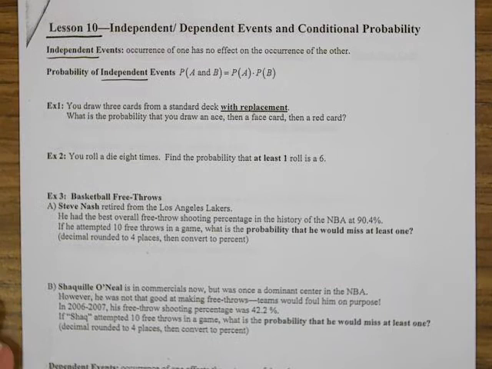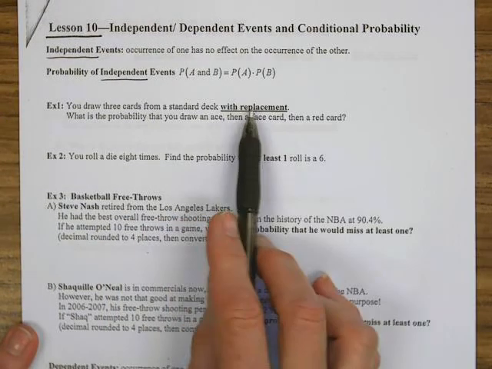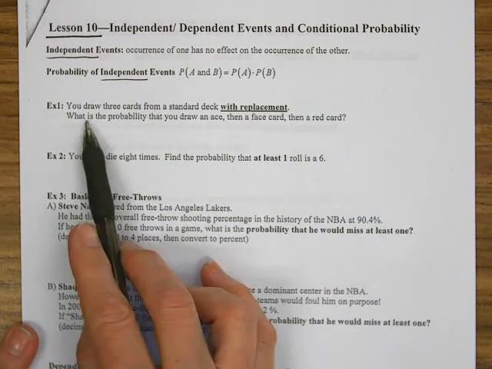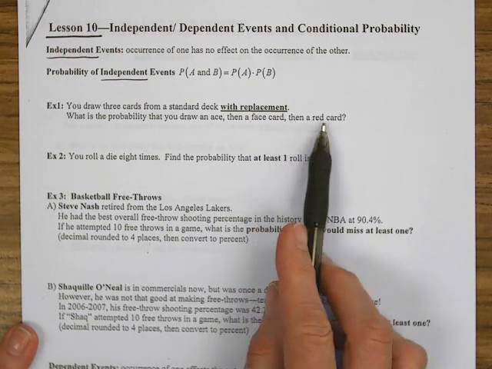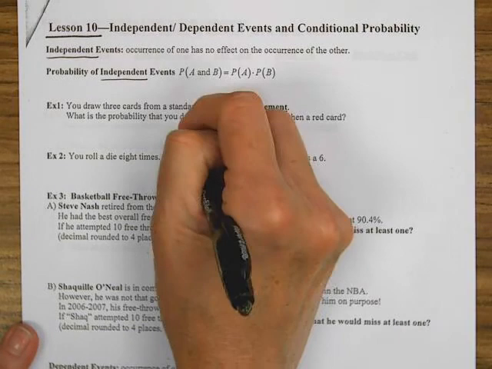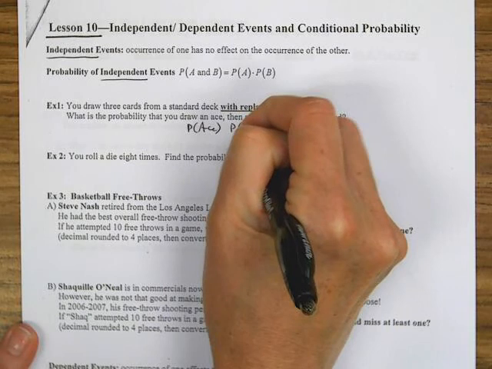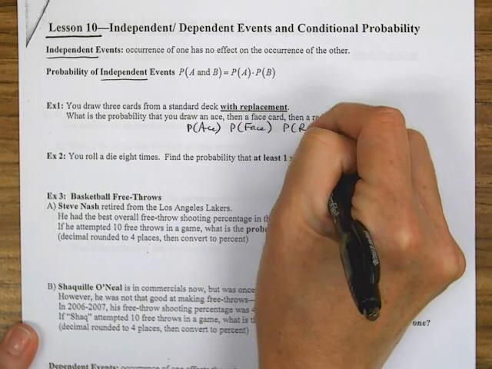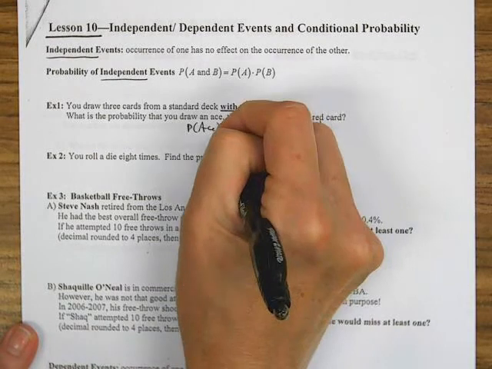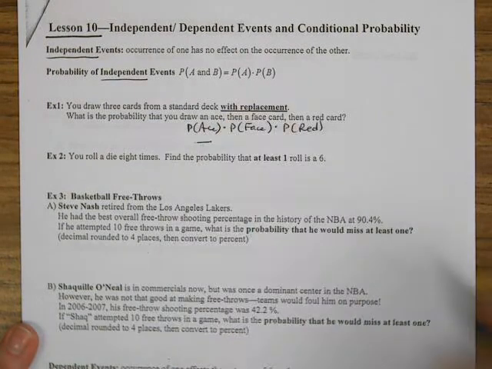So here are a few examples of that. You draw 3 cards from a standard deck with replacement. What is the probability that you draw an ace, then a face card, then a red card? So we want the probability of pulling an ace, the probability of pulling a face card, and then the probability of pulling a red card. These are independent events because we are replacing the card each time, so we can find each probability and multiply.